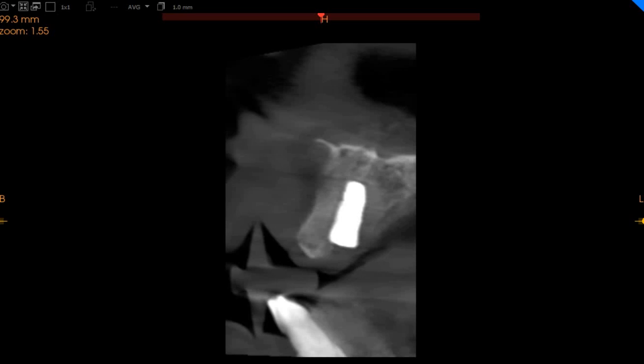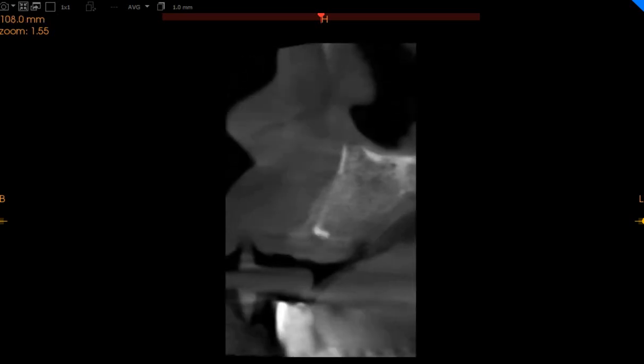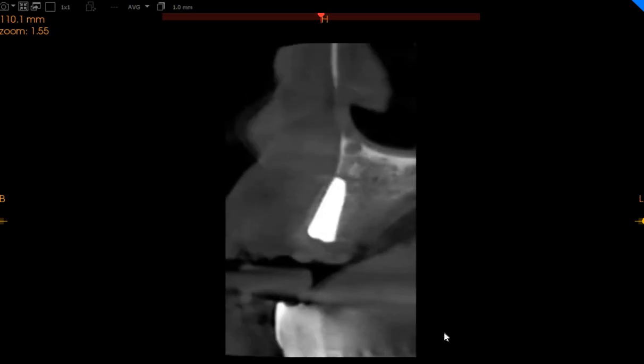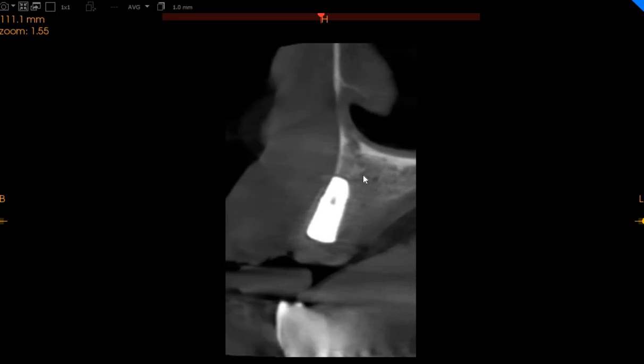Now moving to the upper left canine region. This is the center between the canine and the lateral. So this implant is placed in the center of the ridge. We've got buccal cortical bone support, we've got palatal bone support. We don't see any periapical radiolucency or any peri-implantitis in this region either.